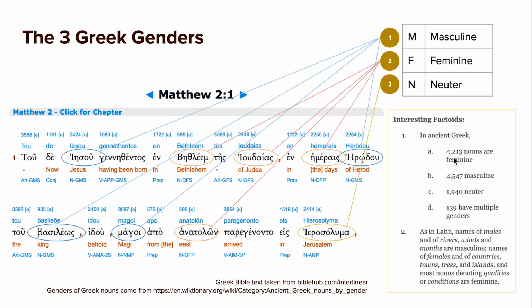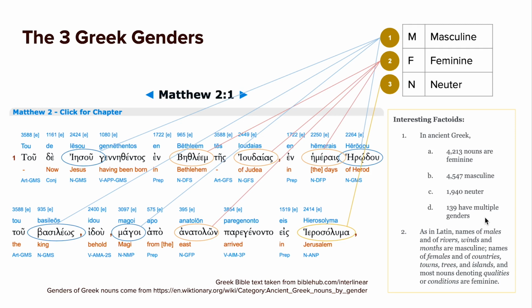But there are about 4,000 nouns in feminine, about 4,500 masculine, about 2,000 neuter nouns, and about 139 nouns that have more than one gender. And that could be for situations where it's something that could be both male and female, like a spokesperson. We won't get into that too much. But again, these are not all in the Greek New Testament, only some of these.